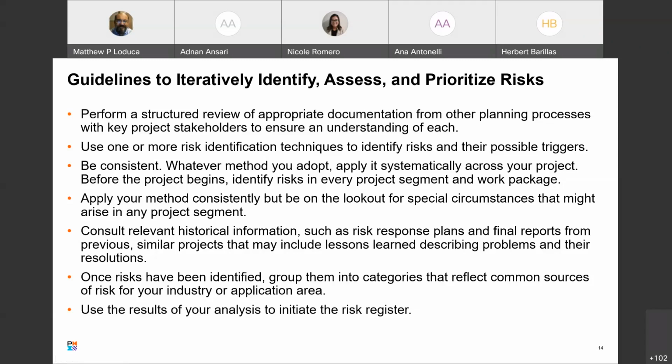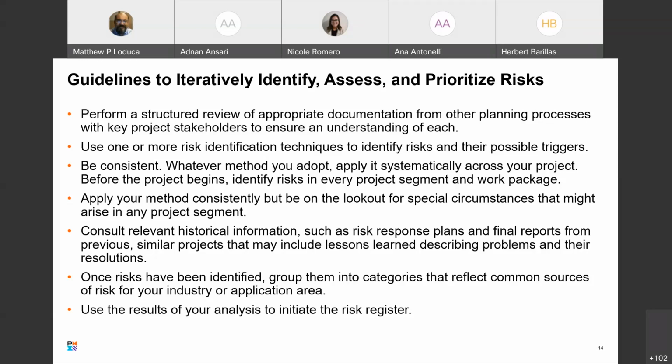Apply your method consistently, but be on the lookout for special circumstances that might arise in any project segment. Now, this is something that we do all the time, and this is really what risk management is all about. Those special circumstances, the sunny day stuff that happens, there's very little risk involved with that. We always have the risk that people are going to be out sick, or that weather's going to interfere with our construction, or legal is going to hold us up on something, or contractors are going to want to renegotiate. There's stuff that happens every day in our everyday work.